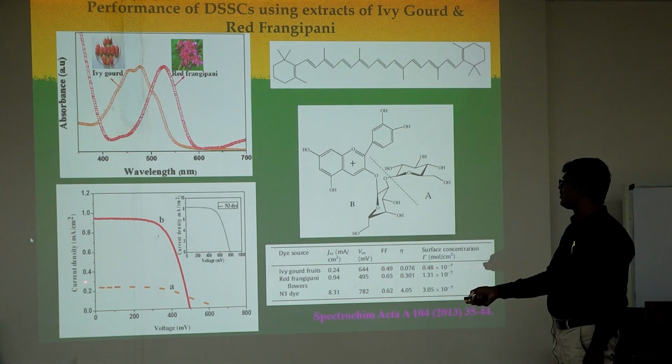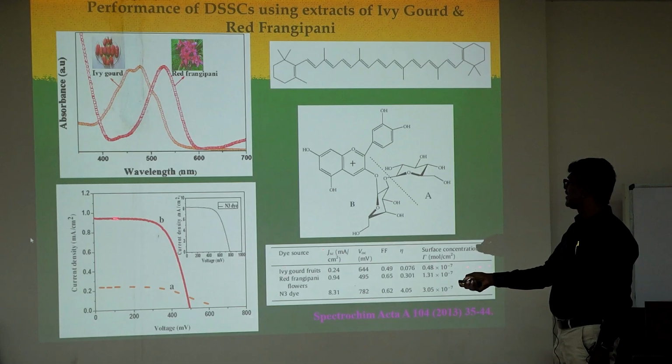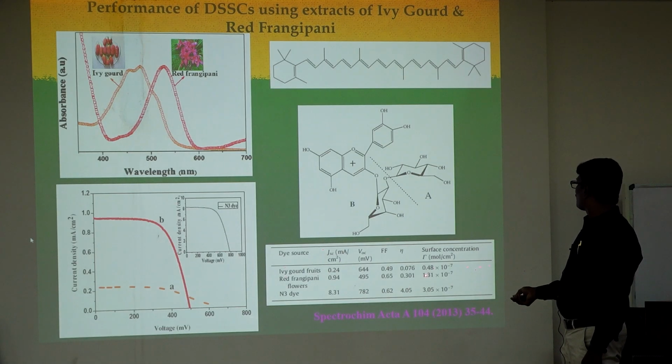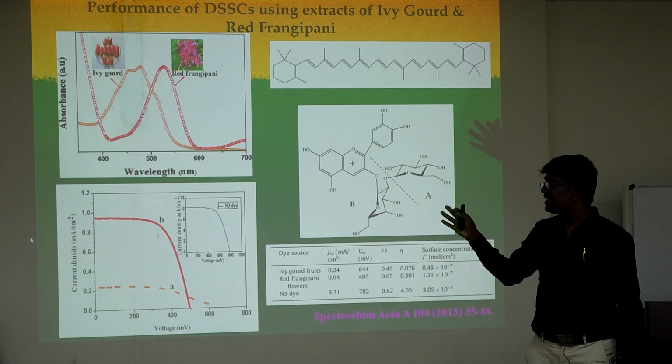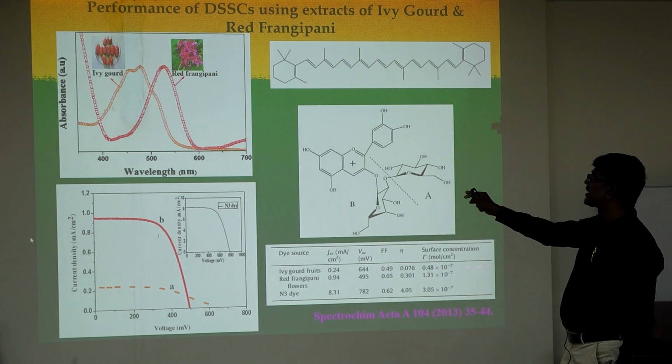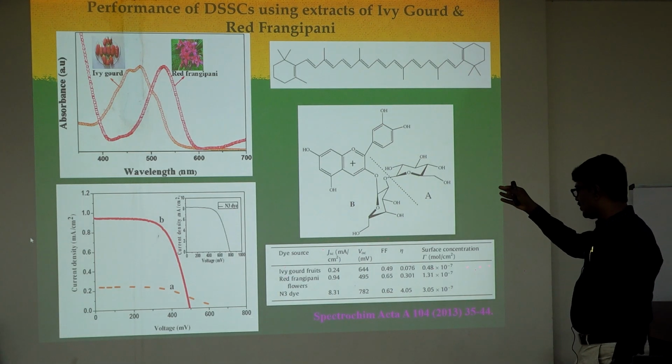We can get efficiency. You can see the efficiency is very less, actually, 1.31, 0.48. But lifetime also not good. So we see this is just for publication. We do it actually and get a small efficiency can be noticed.